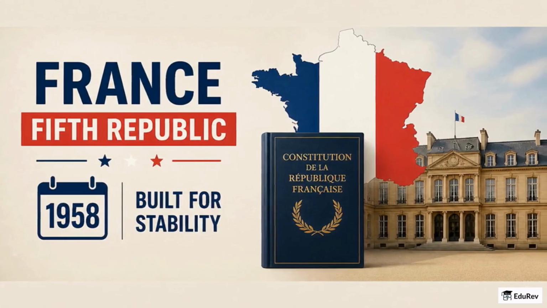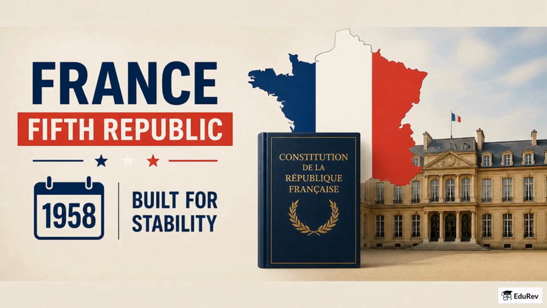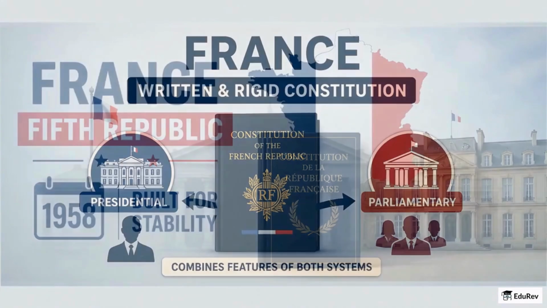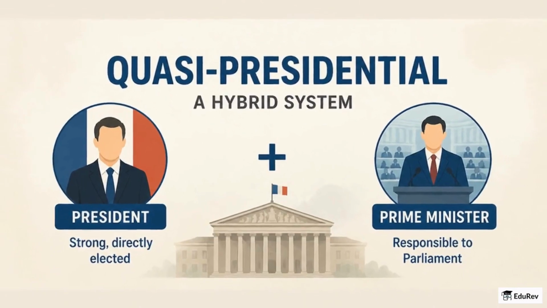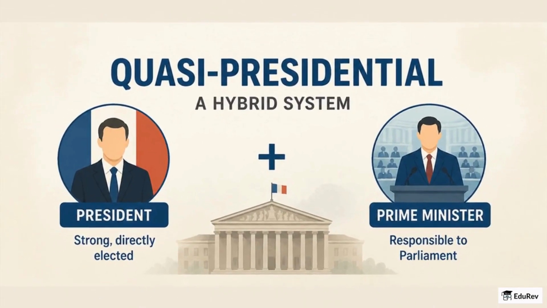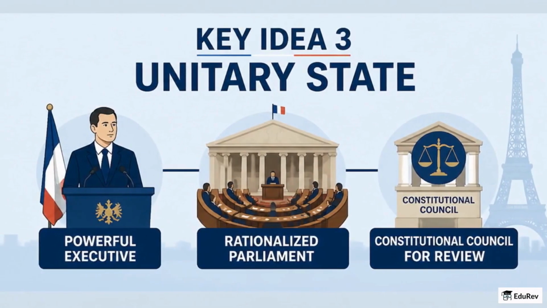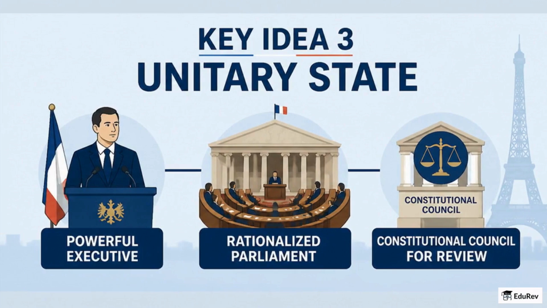Now switch to France, the Fifth Republic, designed in 1958 to bring stability after repeated changes. France has a written and rigid constitution, but combines features of both presidential and parliamentary systems. This hybrid is called quasi-presidential. A strong, directly elected president plus a prime minister responsible to parliament. Key idea 3. Unitary state with a powerful executive, a rationalized parliament, and a constitutional council for review.